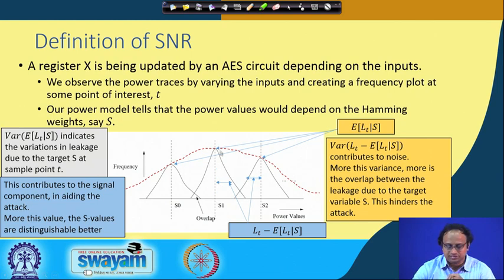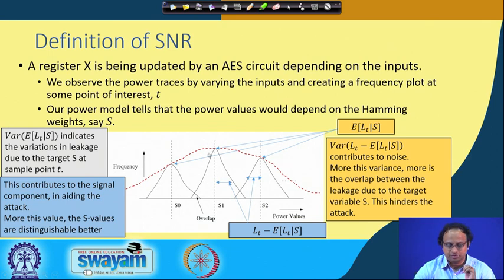So, if I subtract out and get LT minus E[LT given S], that essentially stands for this part. That stands for the fact that if I take this parameter LT minus E[LT given S] and make the variance of this statistic more, then that would imply in a sense that there is more overlap between these frequency plots.